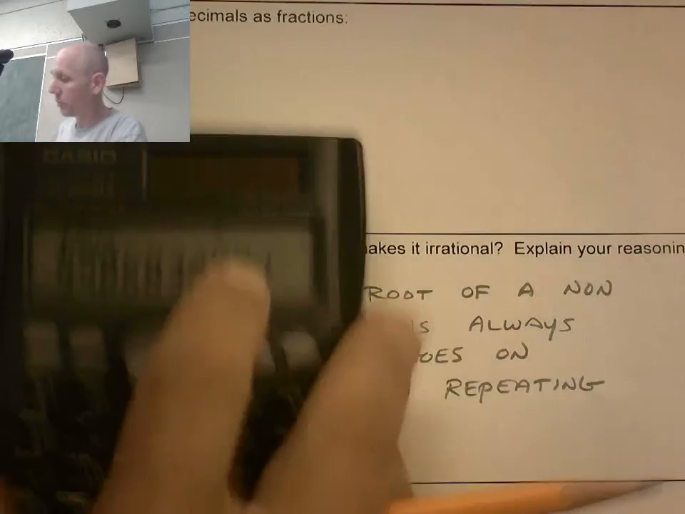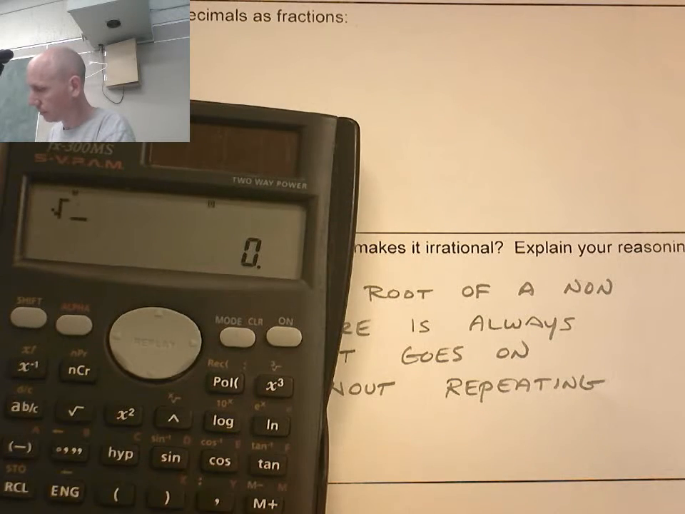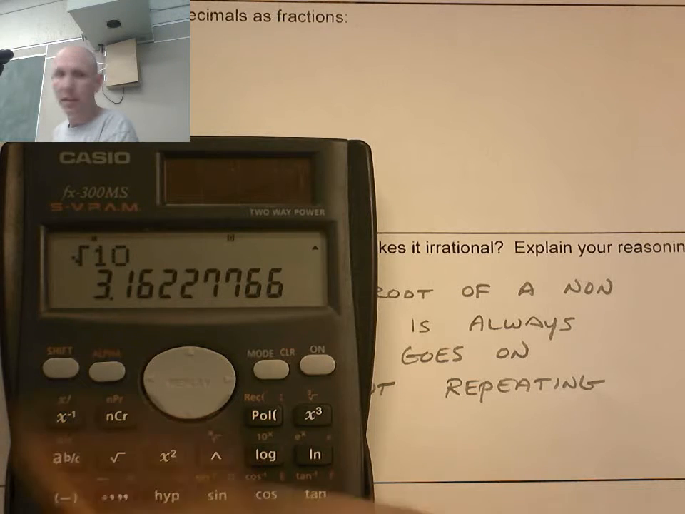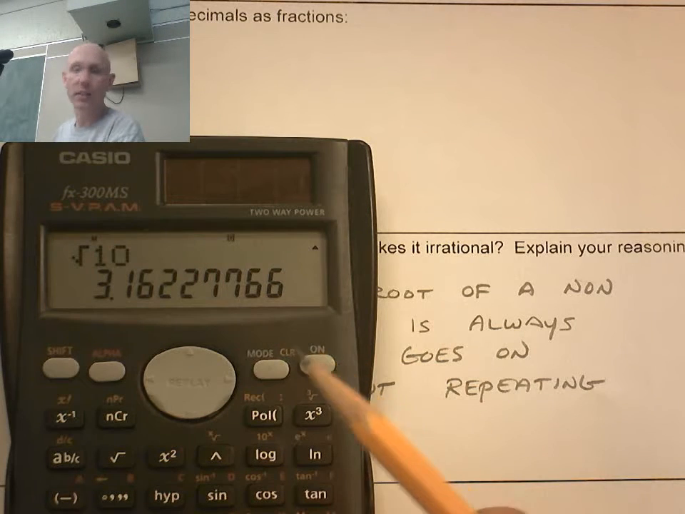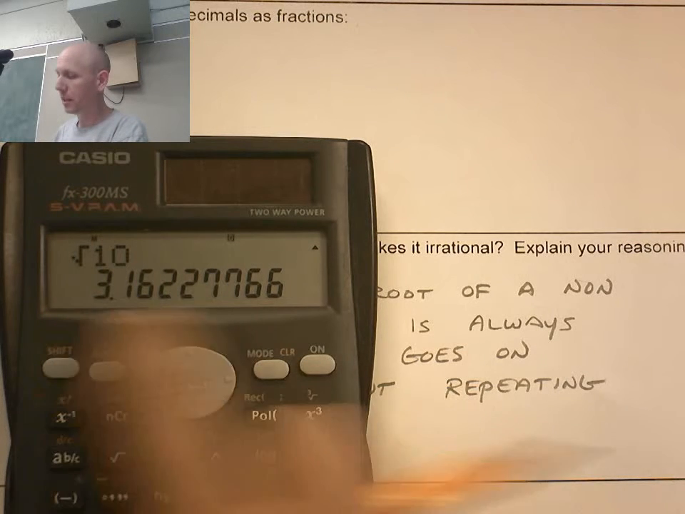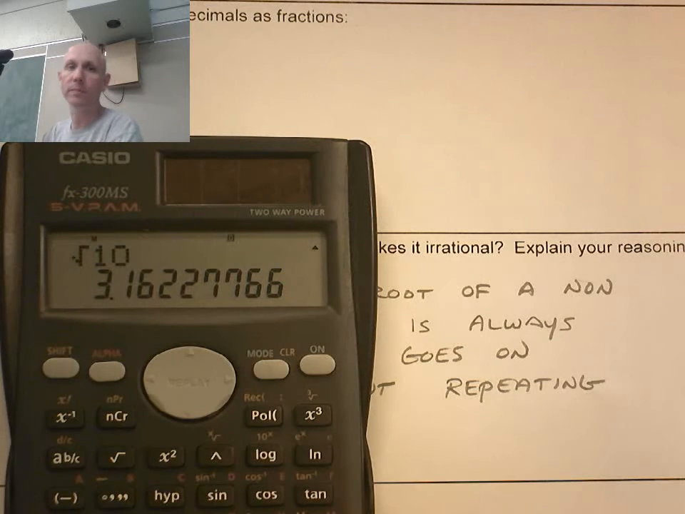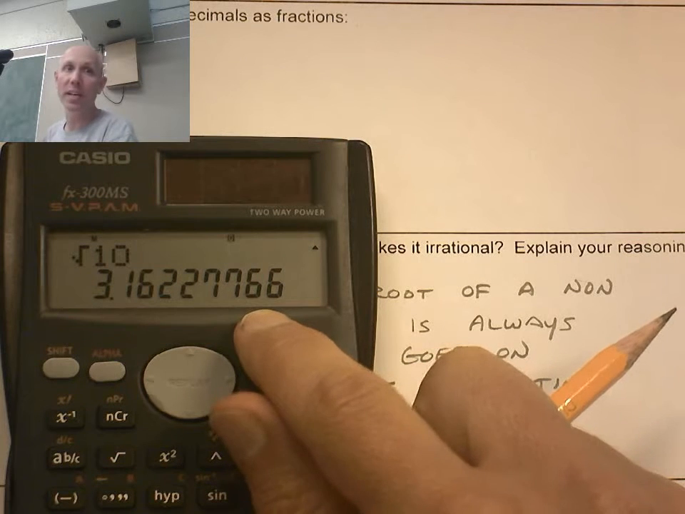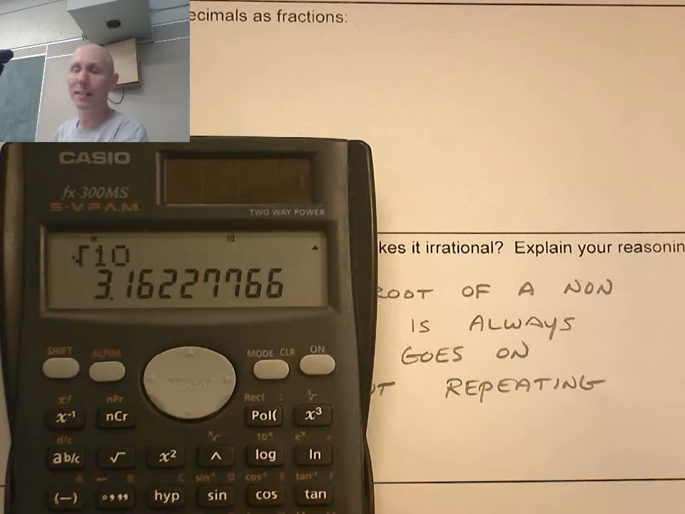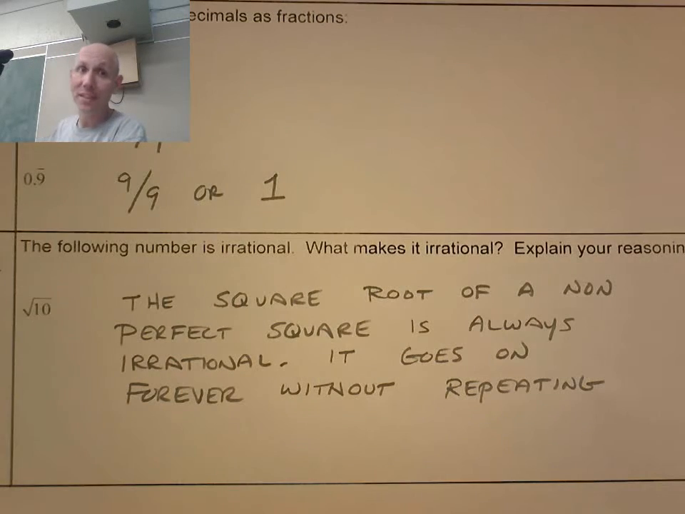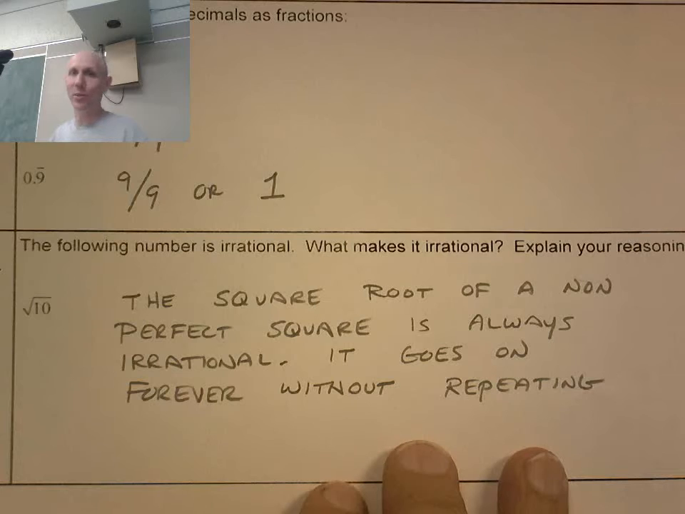So when I take the square root of 10, it's going to go on forever without repeating. Yes, my calculator has to terminate it here because my calculator doesn't go on forever. But this number actually would go on forever. And don't just look at those last two numbers and think, oh, it's going to start repeating. It's doing 6, 6, 6, 6, 6, 6, 6. You can't make that assumption. It's irrational, so it's not doing 6, 6, 6. Okay.